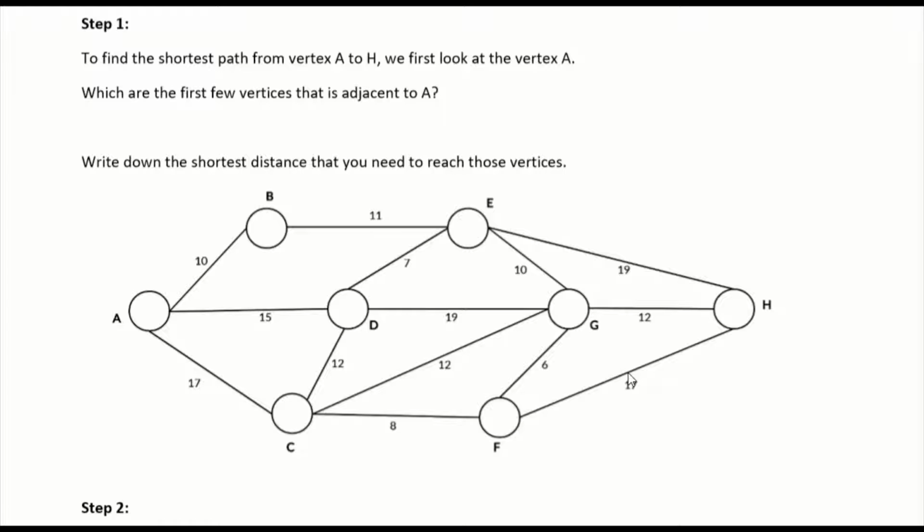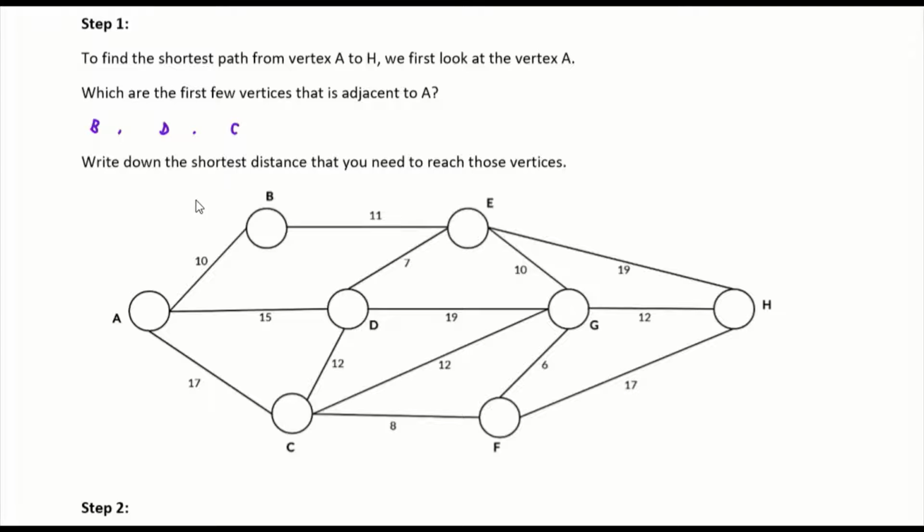Okay, so now step 1: what we need to do is find the shortest path from vertex A to H. We will start with A. So that's where I look at now. Okay, so the next question that I ask myself is, what are the neighbors of A? Which means, what are the vertices that are adjacent to A? In this case, you can see that the vertices directly connected to A are B, D, and also C. Am I right? So let's write down here B, D, and also C.